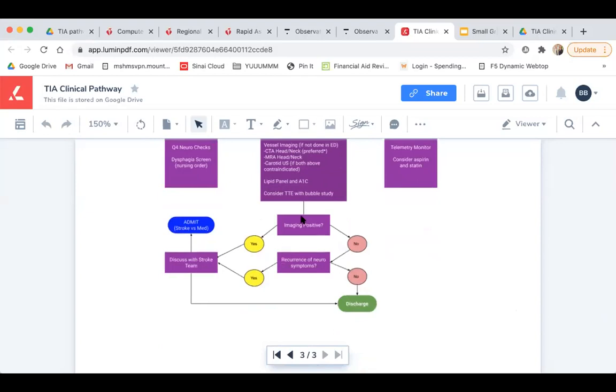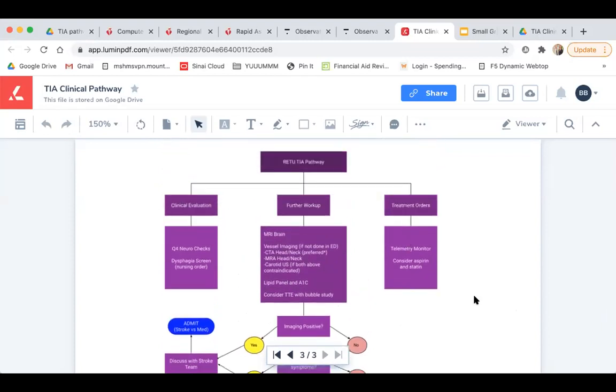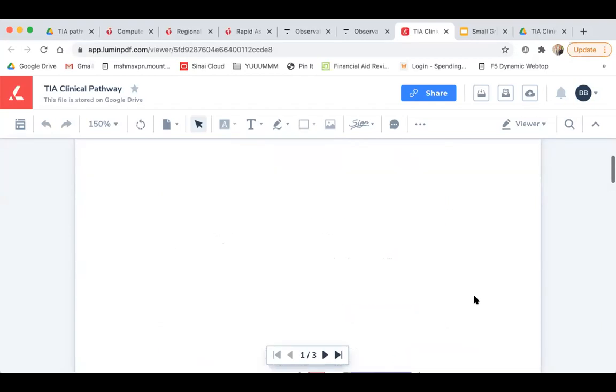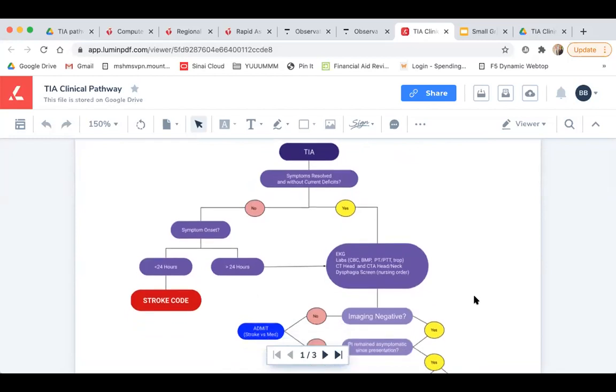If the imaging is positive, then you're going to talk to stroke. They'll be admitted, they have a stroke. If the imaging is negative and they've had no recurrence of symptoms, then they can be discharged. So this isn't actually, in my opinion, a deviation from what we do. The goal of this pathway is to streamline the care and make sure that all patients presenting with TIA are getting good, appropriate workup from the door.